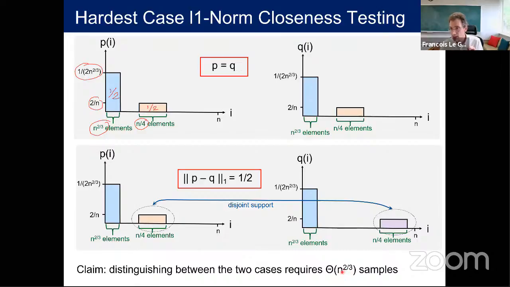Because if you have less than n to the 2/3 samples, with high probability, you will never obtain two same elements from the blue zone. So you will never be able to know whether they come from the blue part or the yellow part. And then you will never be able to distinguish the upper situation here and the lower situation here. Okay, so this is the first intuition about why this n to the 2/3 complexity is obtained, and especially why this lower bound holds.